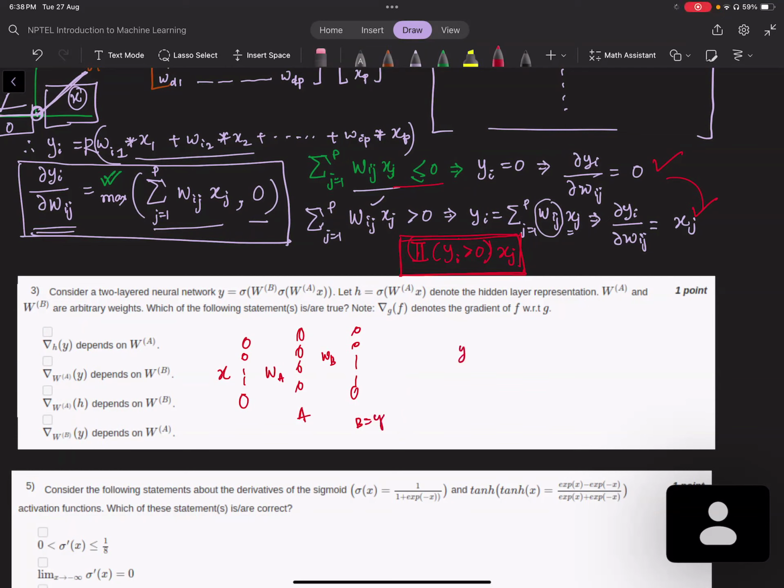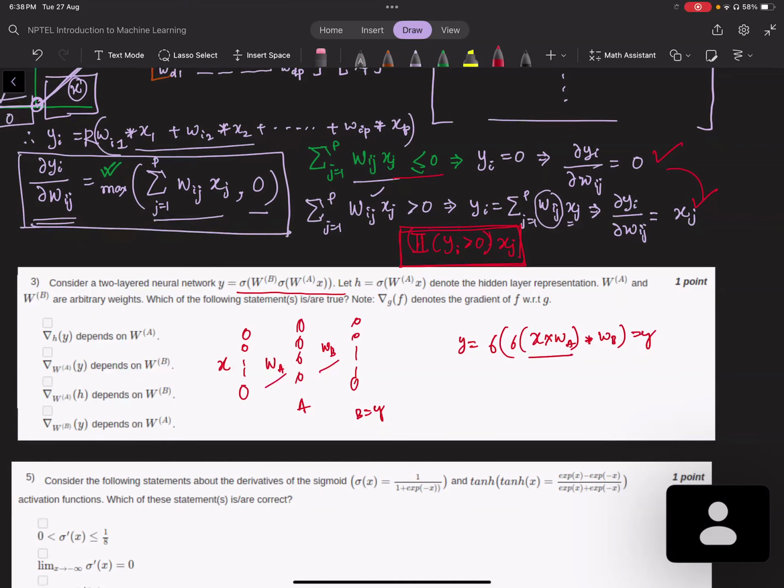So your Y equals X into WA, activation, then you pass this into WB, activation. This is your Y. Okay, so these two are used, and this is saying that it is H.